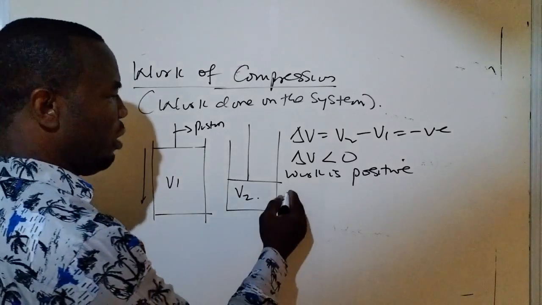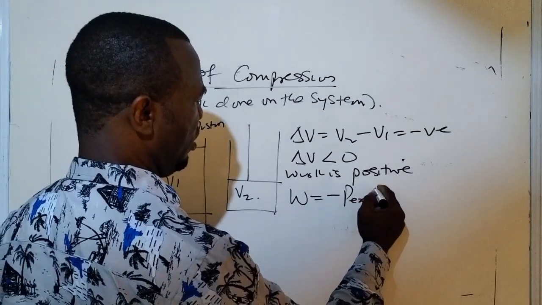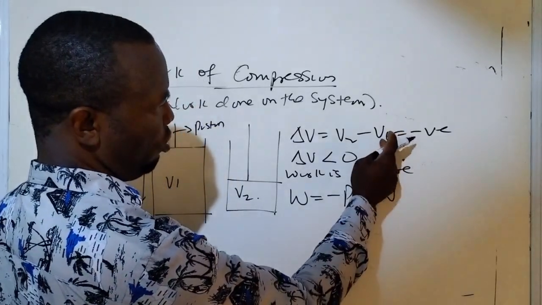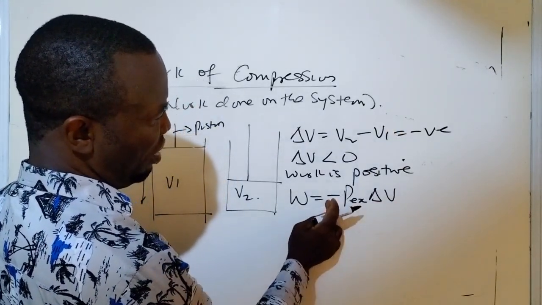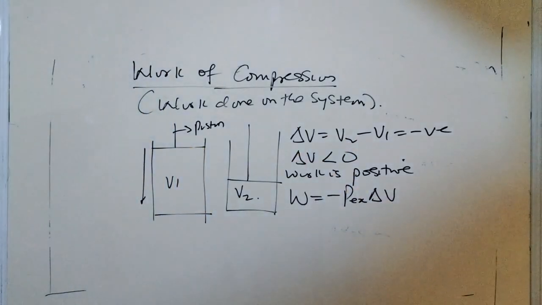From the formula we have, work is negative external pressure times change in volume. So if the change in volume is negative now, you substitute the negative value here. Minus times minus will give you positive work. So in work of expansion of a gas, work done by the system is negative. Work of compression of a gas, work done on the system, is a positive work.